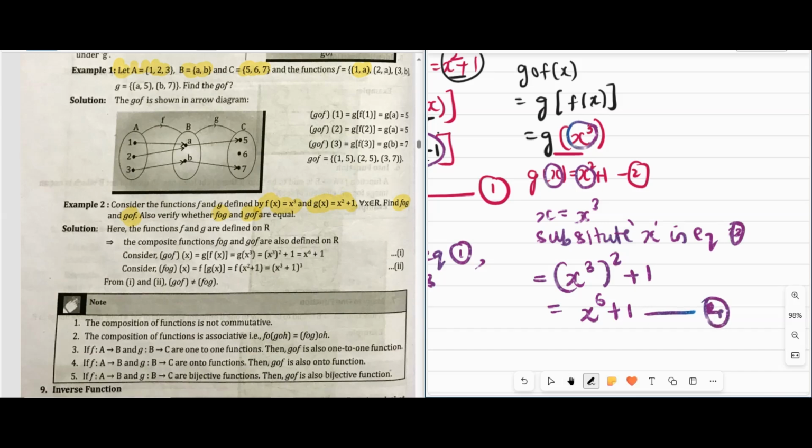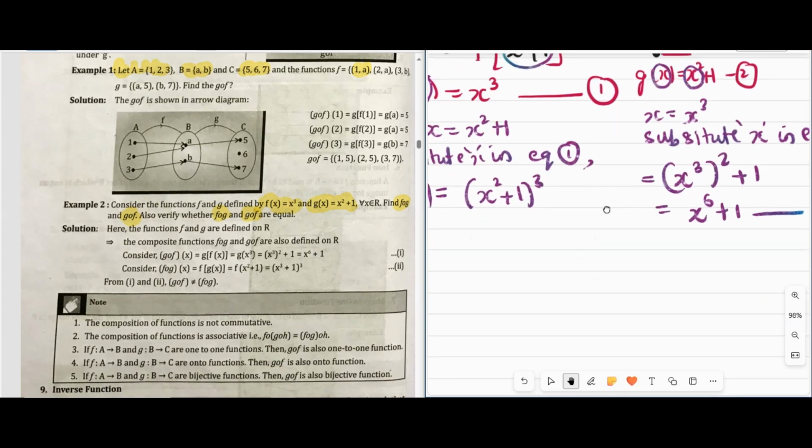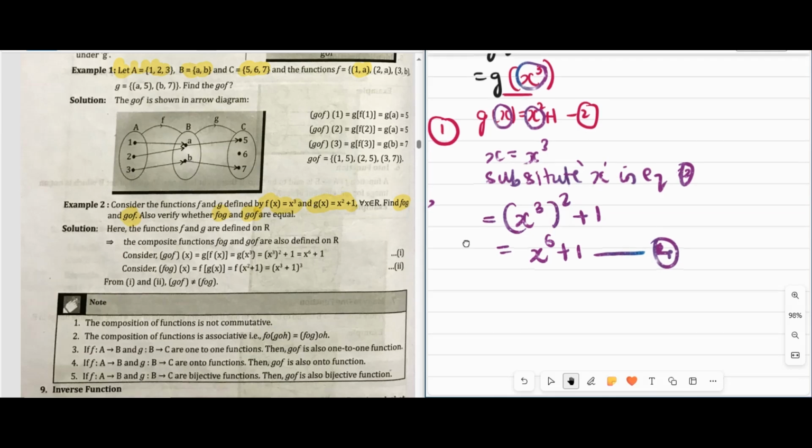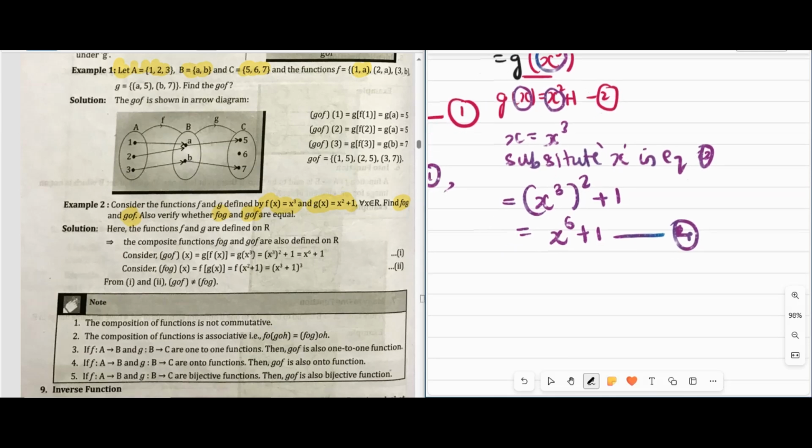So comparing both the first one and the second one: first one you got x cube plus 1 whole cube, and second one you got x to the 6 plus 1. Therefore, F o G is not equal to G o F. The answers are not equal to each other.